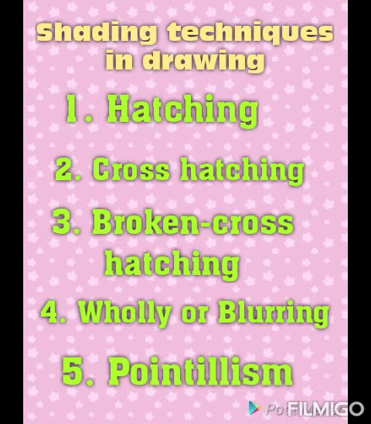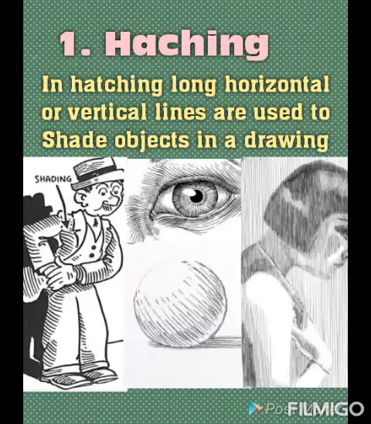Now, what are the shading techniques? The shading techniques we'll look at are: 1. Hatching, 2. Cross-hatching, 3. Broken cross-hatching, 4. Woolly or blurring, and 5. Pointillism. Now, what is hatching? Hatching in drawing is the use of long horizontal or vertical lines to shade.